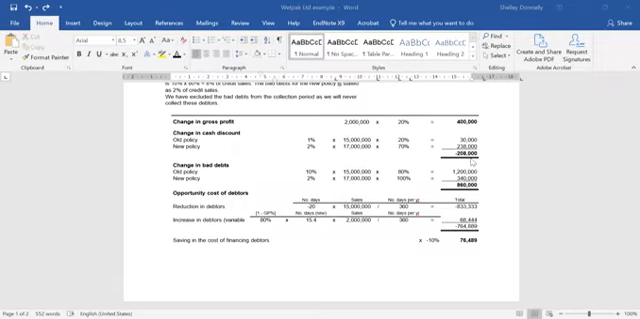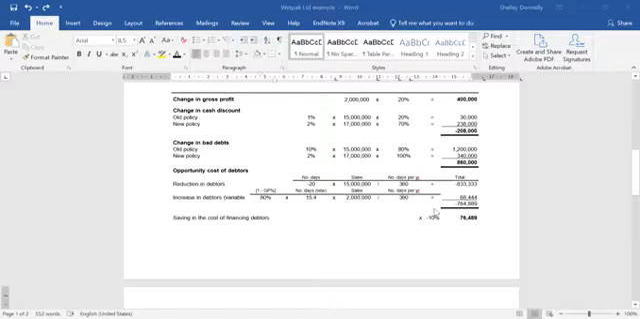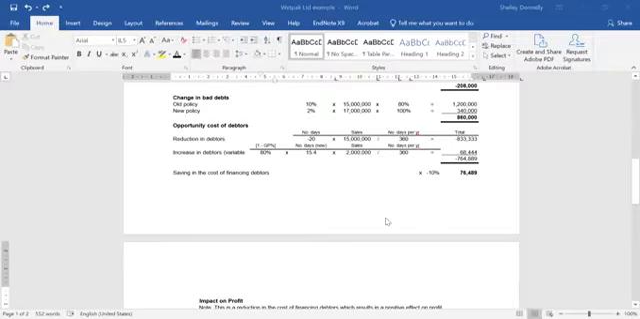Okay, so far we've got a positive change in gross profit. We've got an additional expense in the cash discount and offering that increased cash discount. We've got a saving due to the change in bad debts. And now we've just got to work out what the opportunity cost of debtors is.